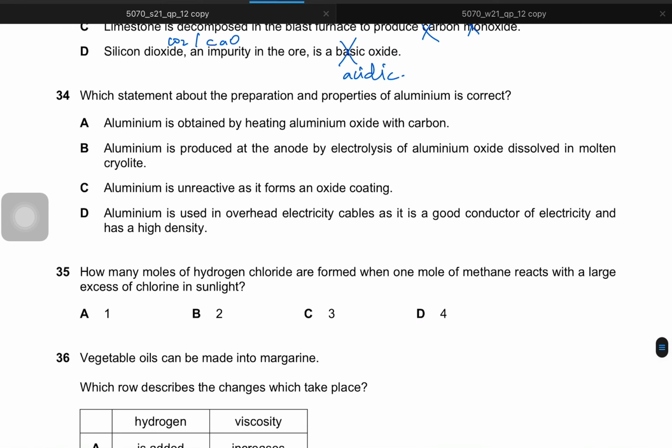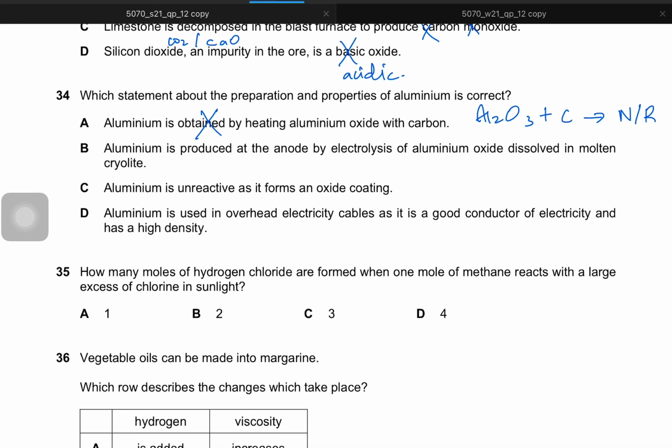Which statement about the preparation and properties of aluminium is correct? Aluminium is obtained by heating aluminium oxide with carbon. You can't do that. You can't obtain aluminium because aluminium is higher than carbon. There won't be any reaction because carbon cannot displace aluminium.